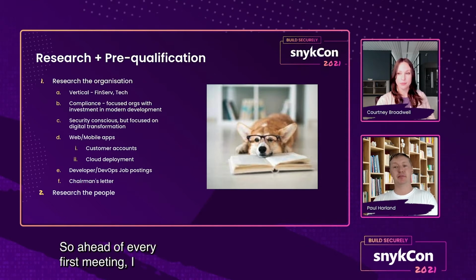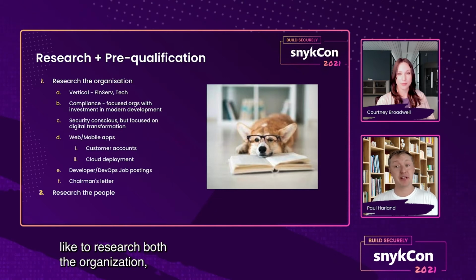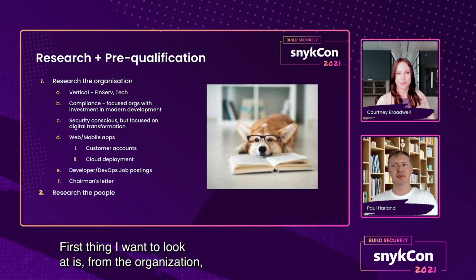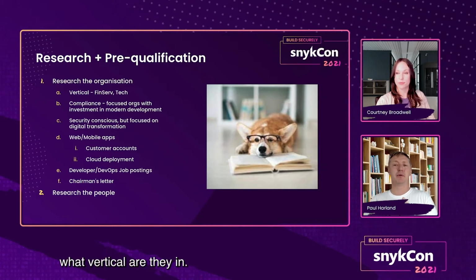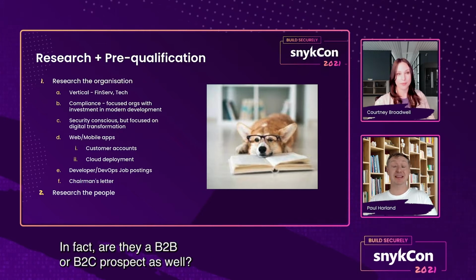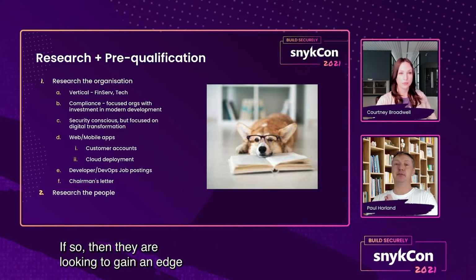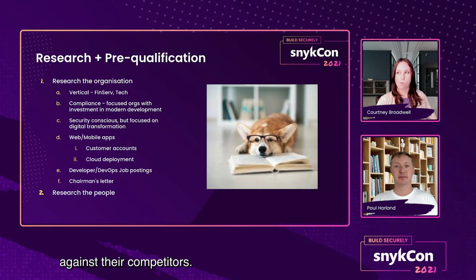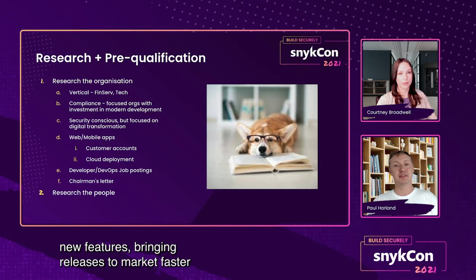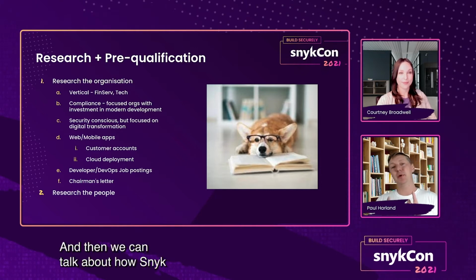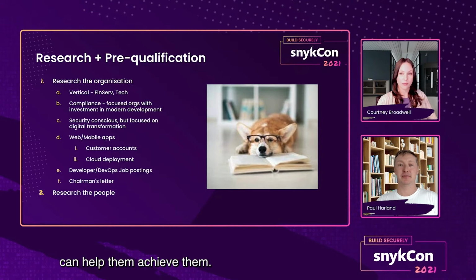So ahead of every first meeting, I like to research both the organization and the individuals. First thing I want to look at is, from the organization, what vertical are they in? Are they fintech? Are they a consumer product? Are they a tech business? In fact, are they a B2B or B2C prospect as well? Now, what we want to know is this a competitive vertical? If so, then they are looking to gain an edge against their competitors. This is usually by app development speed, new features, bringing releases to market faster than their competitors. And then we can talk about how Snyk can help them achieve that.